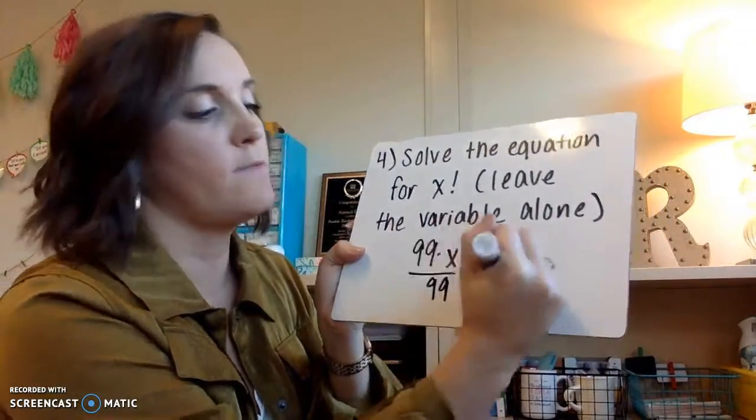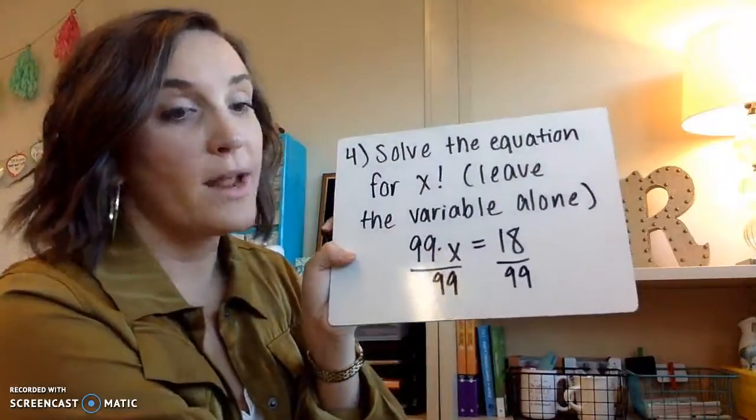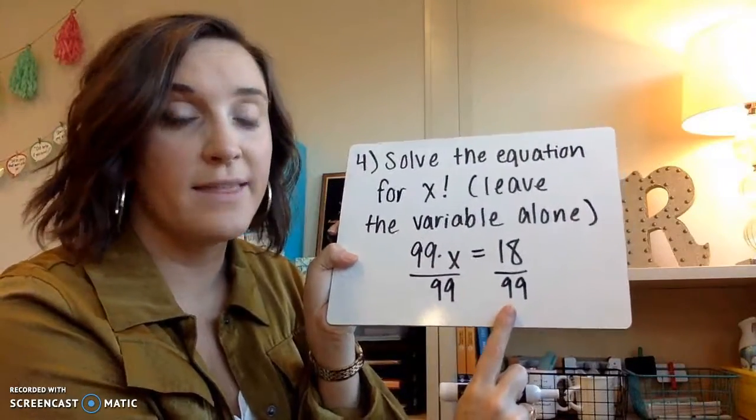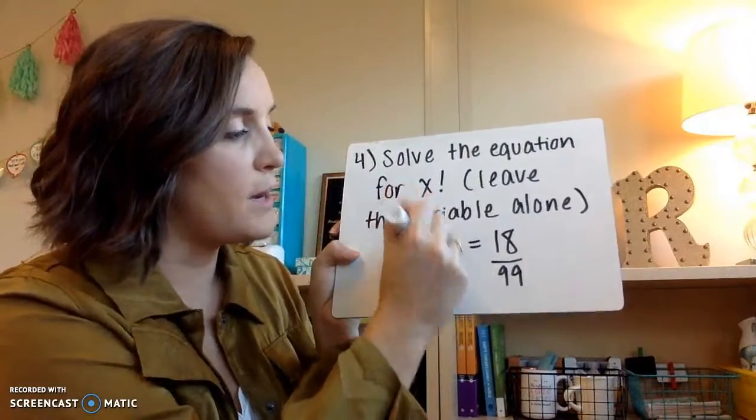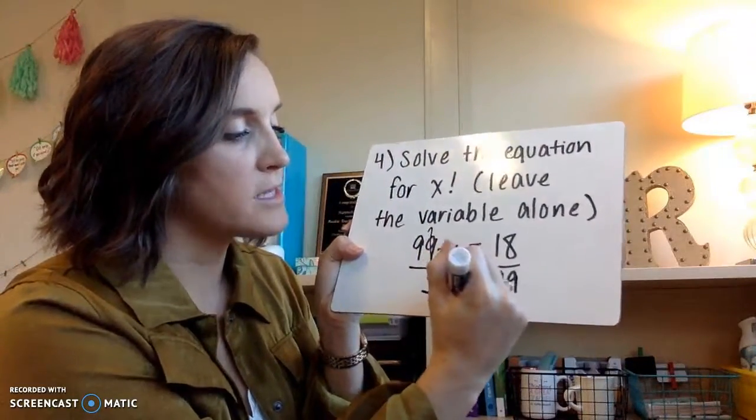That is not already typed in the example. Opposite, or the inverse, of multiplying is to divide. Whatever you do to one side, you've got to do the other side. That's your basics of equations. So 99 divided by 99 will give you 1. So I'm left with x.